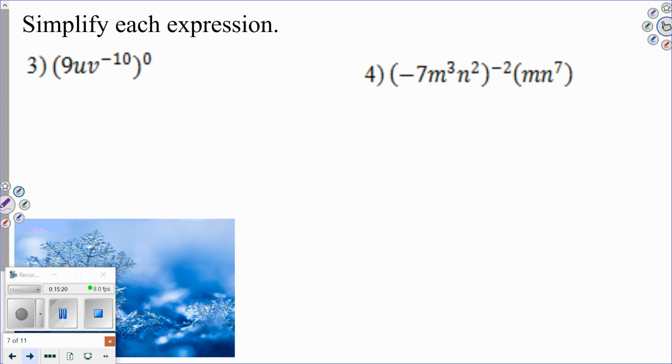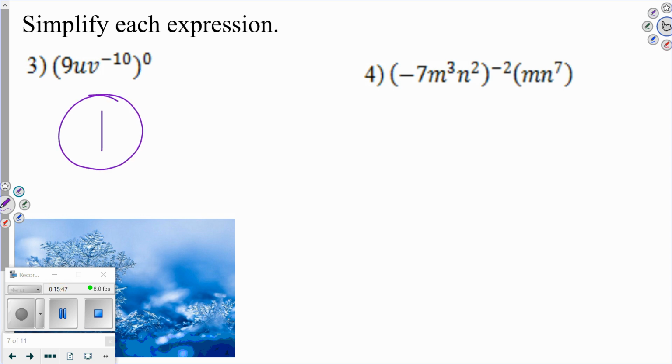All right, number 3. What about that one? What? That's it? I don't have to distribute or do anything? It's just 1. Anything to the 0 power is gone, and you just have a 1. We want a whole test full of those, right? Those are beautiful. It's just 1.